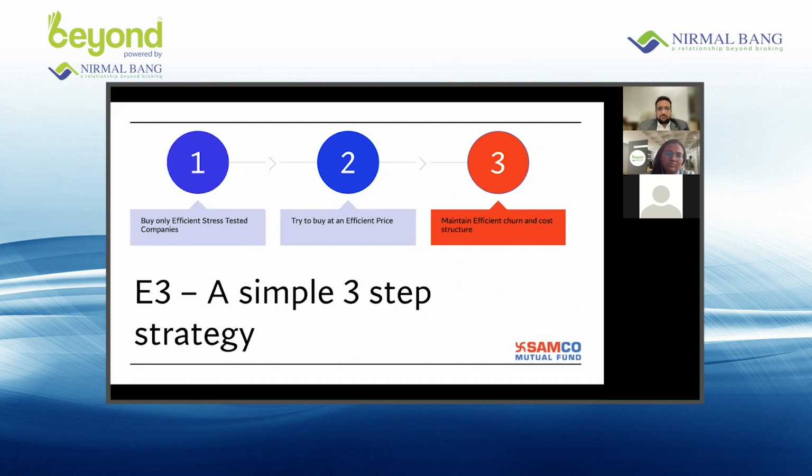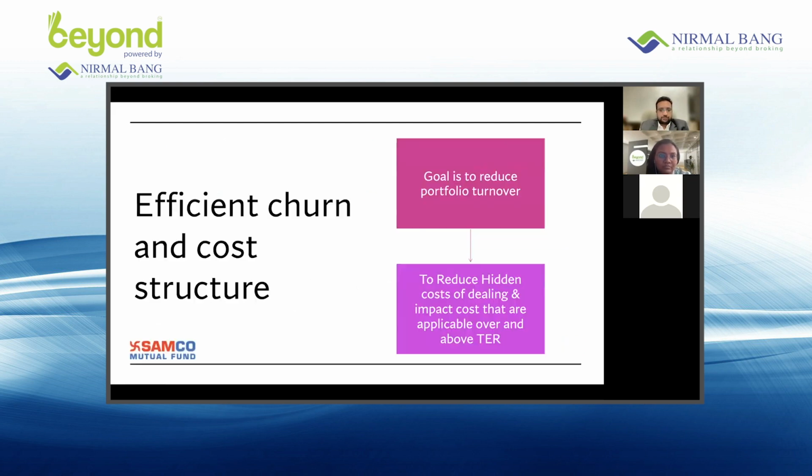And the third step of the strategy is that we will maintain an efficient churn and cost structure. The idea is that once we've done points number 1 and 2 well, we bought efficient, stress-tested companies at an efficient price, we will completely reduce the portfolio turnover and end up saving on the dealing costs.